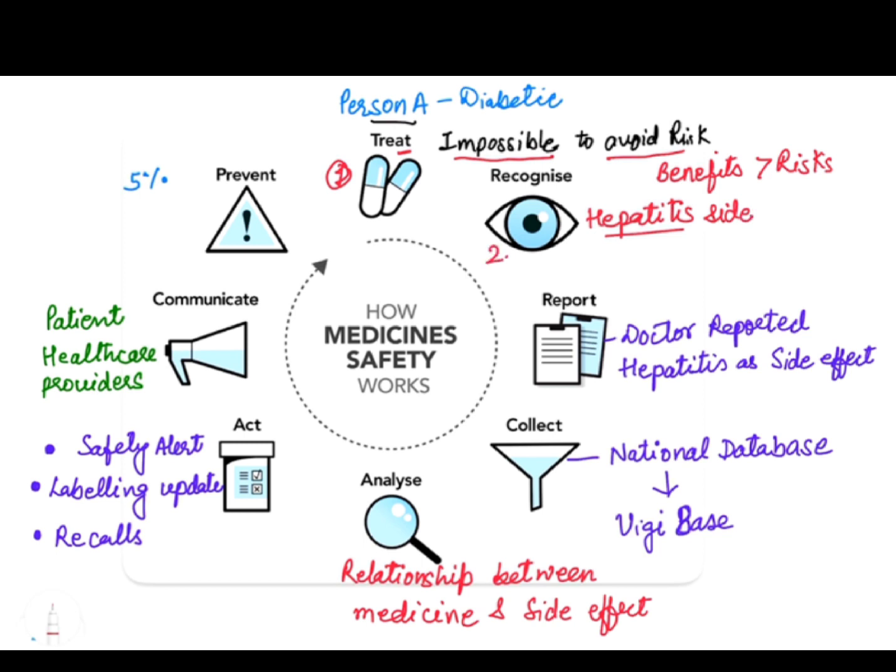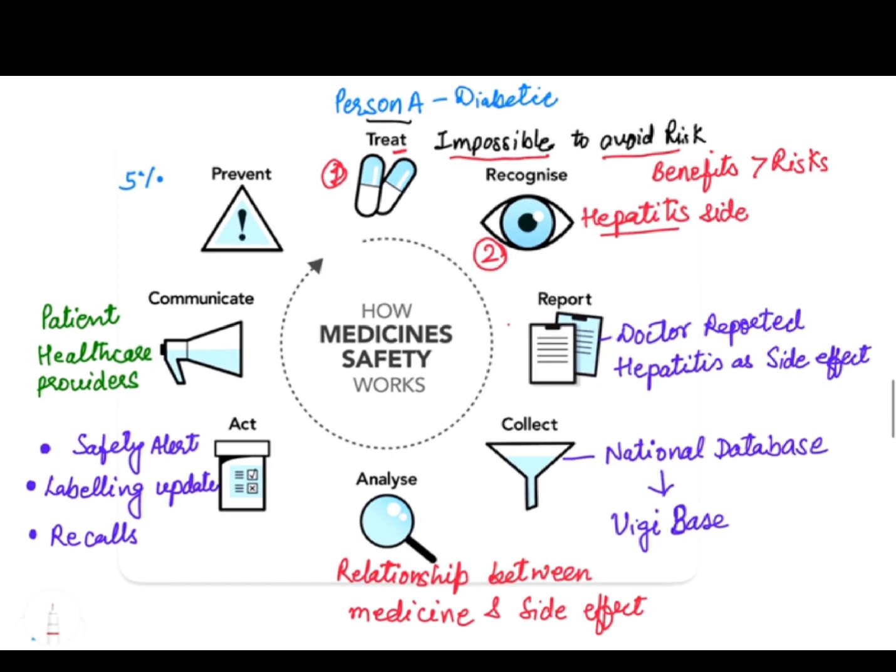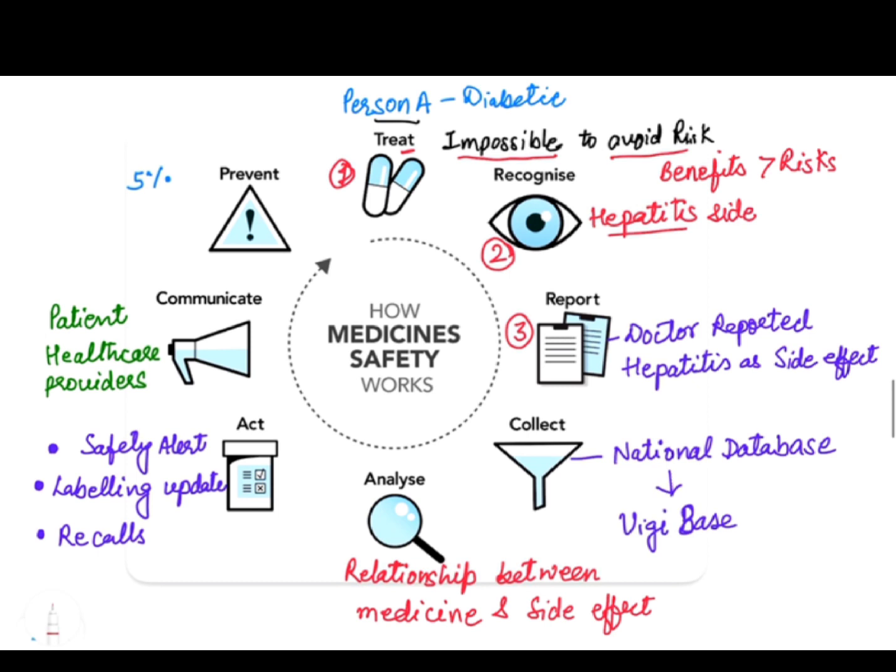The third step is report. Now anyone can report, the doctor can report, the patient can also report, to the national pharmacovigilance system of that particular country. The report will go to the regulatory authority. Always remember, the report will go to the regulatory authorities. So here let's assume in Lisa's case, the doctor reports hepatitis as a side effect to the regulatory authorities.